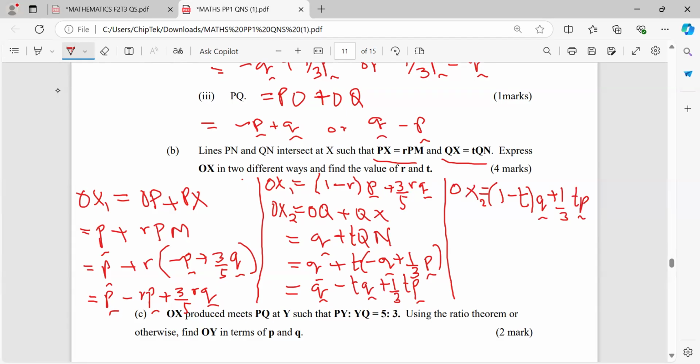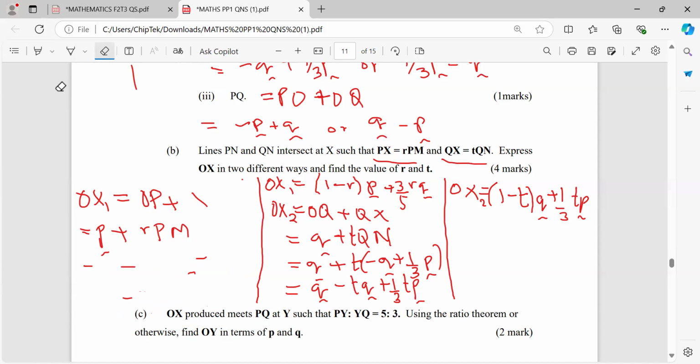So ushaelewa mpaka hapo. So we equate sasa hizo the two OXs. Sawa. So wacha nifute hii part kwa vile tushatumia. So remember tuko na OX mbili. OX ya kwanza, OX ya pili. OX ya kwanza tusema ni 1 minus R P plus 3 over 5 RQ. OX ya pili ni 1 minus T Q plus a third T P.